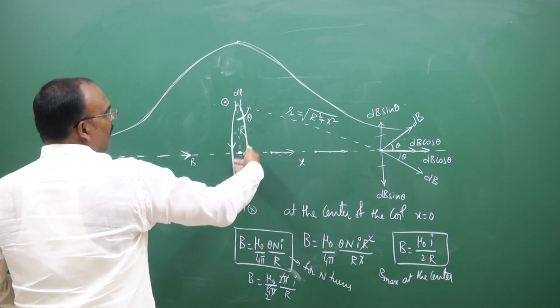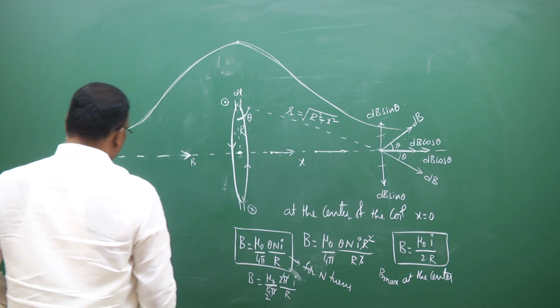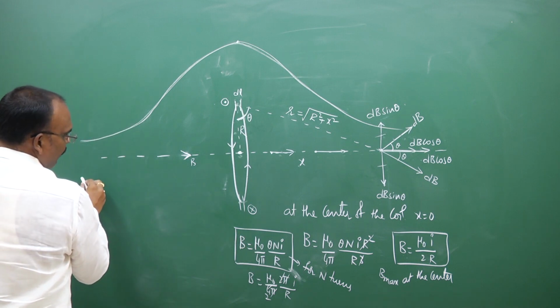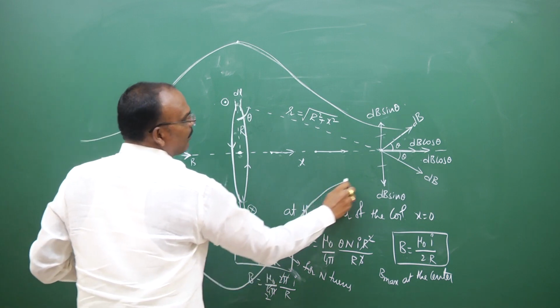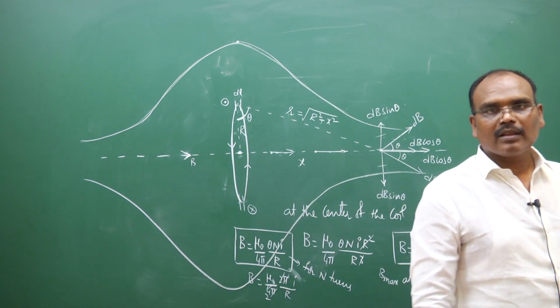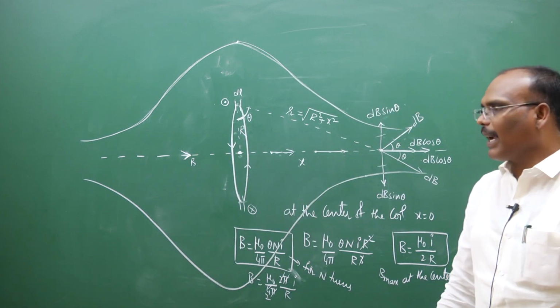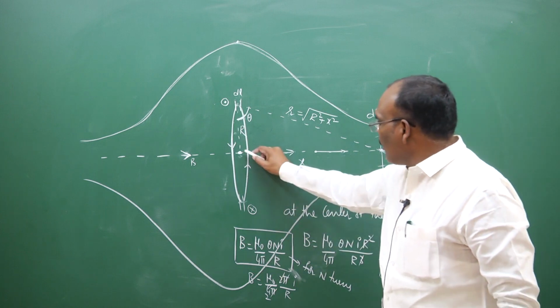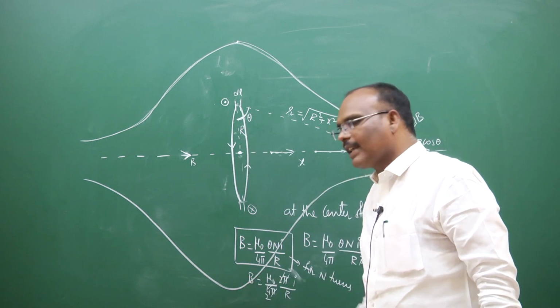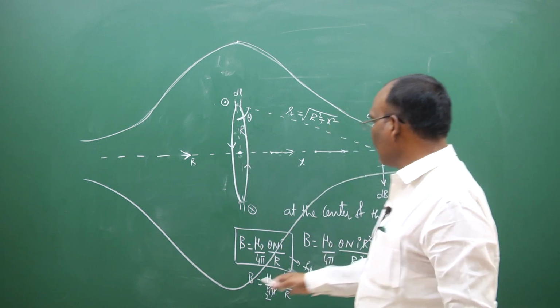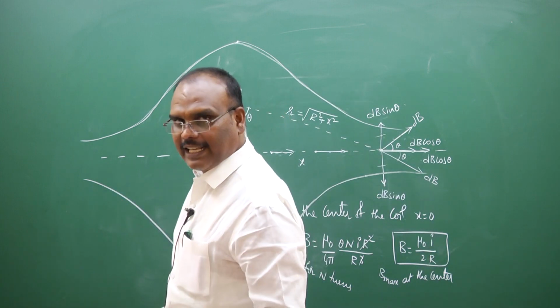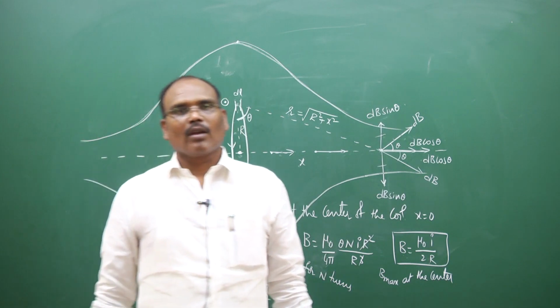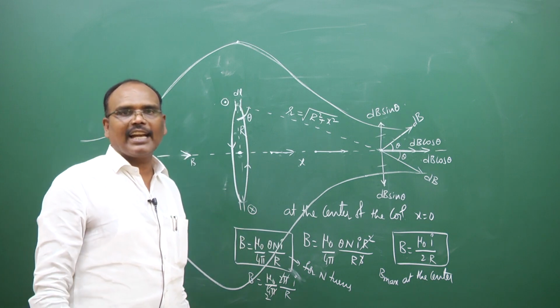That's why, if the current direction is reversed, the variation of the magnetic field can be represented like this. The magnetic field will be maximum at the center. This side decreases, this side also decreases. This is how we represent the variation of magnetic field.